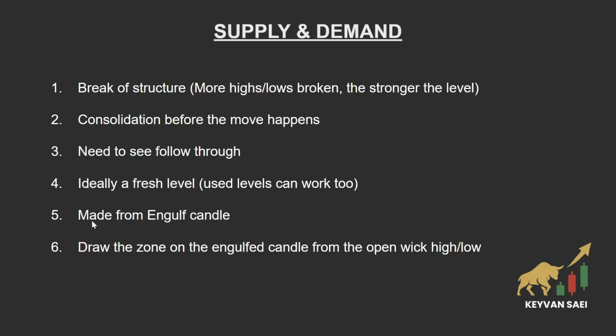Point number five is the candle that actually makes the demand or the supply has to be an engulf candle. We cannot have any other type than an engulf. It needs to close beyond the previous candles, at least the closure of the candle. If it closes beyond the wick, then it's even better, it's even stronger. We really need to see an impulse after the consolidation, a strong aggressive impulse where it really shows that buyers or sellers are stepping in aggressively.